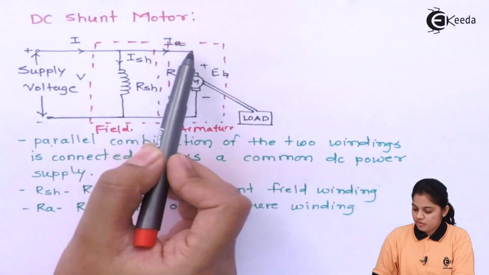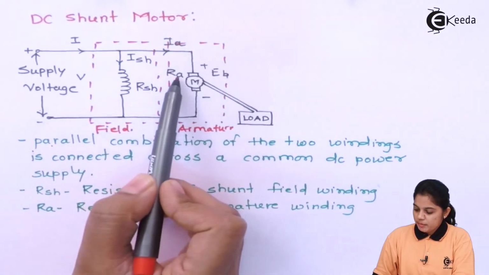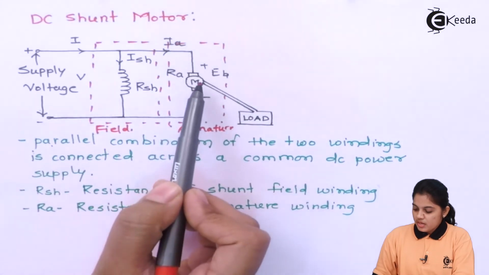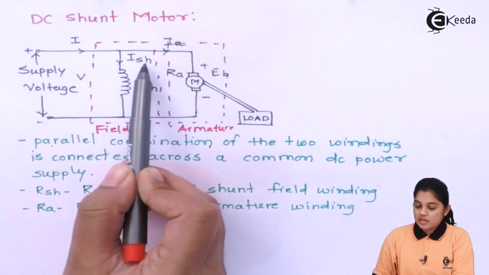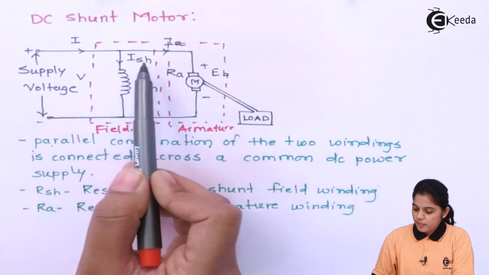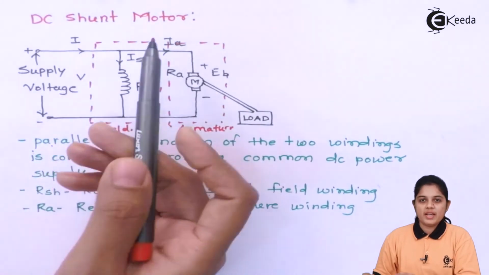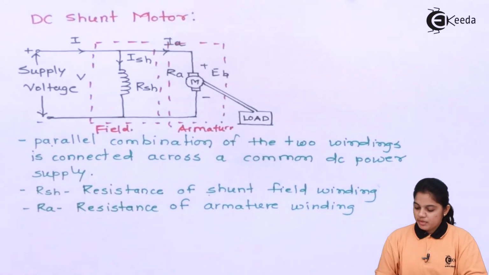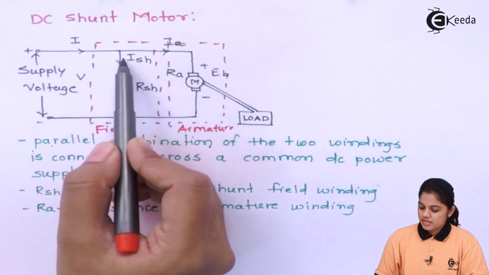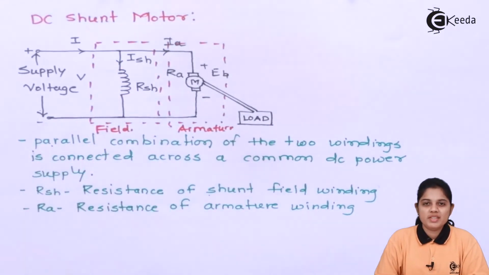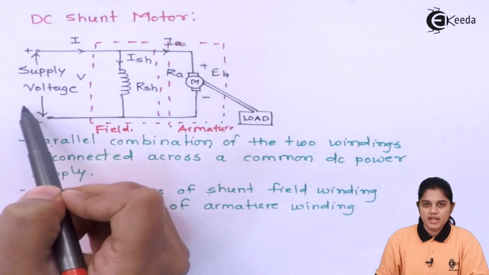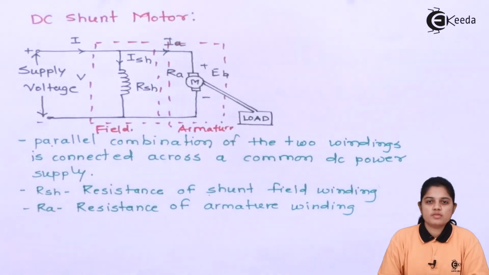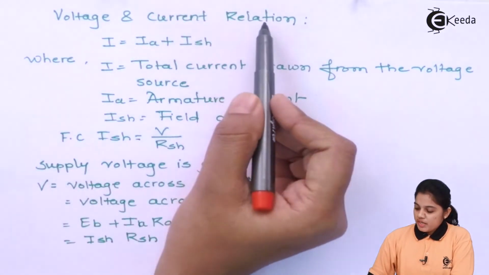Now let's see the currents. IA represents the current of the armature winding. This is the armature current flowing through the armature. RA represents the resistance of the armature, and ISH is the current flowing through the field winding, where I is the total current. So I can be distributed to the field and armature, and I can be represented by IA plus ISH. Now let's see what the relation is between the supply voltage and the current produced because of the supply voltage in the armature and field. So here we have a current and voltage relation.